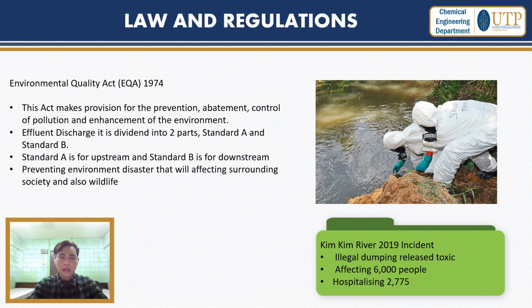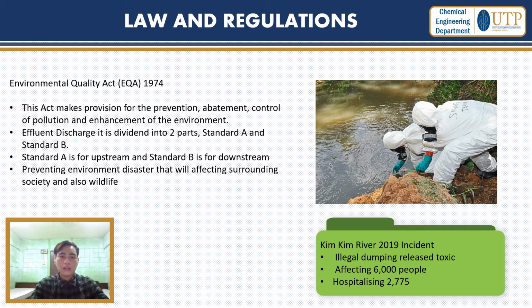For industry to release their effluent discharge, in this EQA it is divided into two parts, which is Standard A and also Standard B. Standard A is for upstream release and Standard B is for downstream release. This act is also to prevent environmental disasters that will affect the surrounding society and also surrounding wildlife.